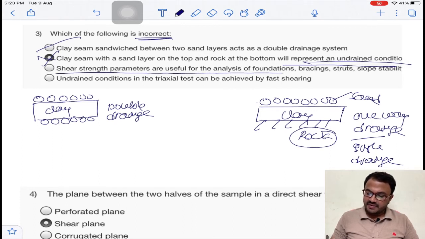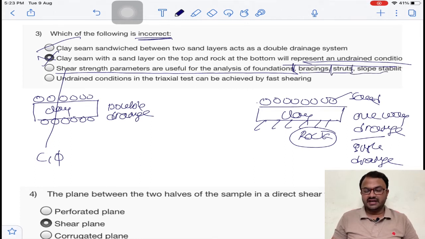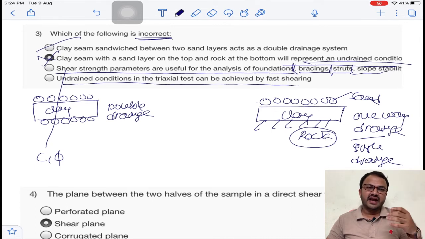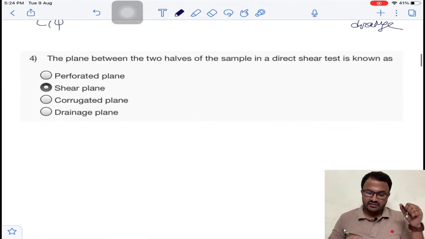Remaining statements: shear strength parameters are useful for analysis of foundations. Here the shear strength parameters are c and phi, that is cohesion and angle of internal friction, and they are used for bracings and struts and slope stability. Coming to the final one: undrained condition in a triaxial test can be achieved by fast shearing. This is the most important. In the undrained triaxial test, drainage will not be allowed, so there is a chance of getting pore water pressure. To develop this undrained condition, the shearing should be very fast. So options 3 and 4 are correct, and the second option is wrong.